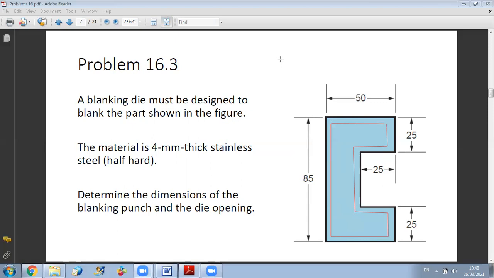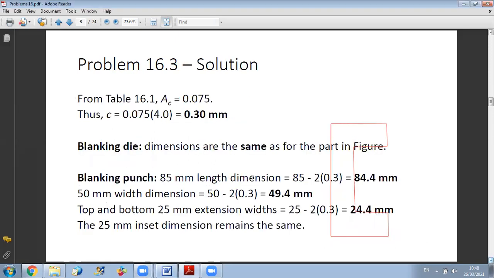Okay. Now, we have determined together the different dimensions. So here they are just repeating what we did. They calculated the clearance. For the length of 85, it will become 85 minus 2 times 0.3. For the 50 millimeter width dimension, also it will be 50 minus 2 times 0.3. And for top and bottom extensions of 25 millimeters, it will be 25 minus 2 times 0.3. Just for the two 25 millimeter inset dimensions, they will remain the same as we have demonstrated in the figure.